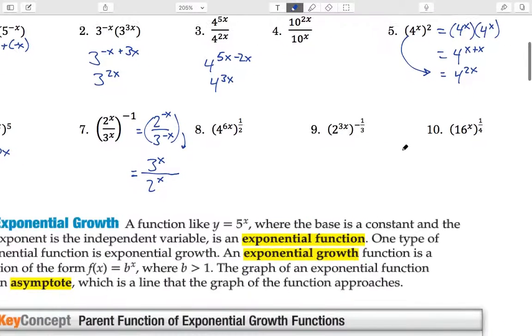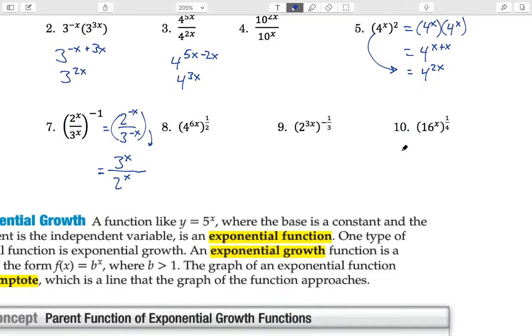Okay, skipping number 8. Maybe something like number 2 or number 9 here with 2 to the 3x. So again, we multiply in, just multiply like normal. That's going to give me 2. When we multiply those together, 3x times negative a third just gives me negative 1x, or negative x. And that's just waiting for the property that says you take this to the other side of the fraction, which means it needs to go down below the fraction symbol, and then that would stay up.